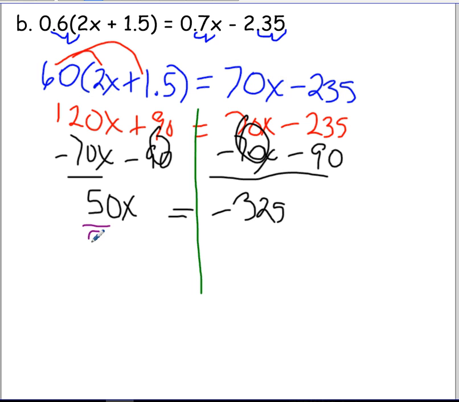So we need to get rid of our coefficient of 50. So 50 divided by 50 leaves us 1x. And then negative 325 divided by 50 will give us negative 6.5, or negative 6.5 in decimal form.